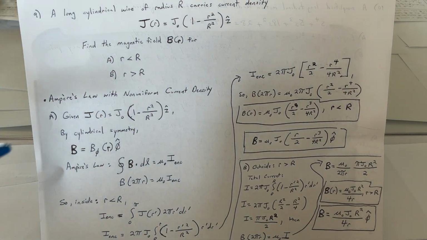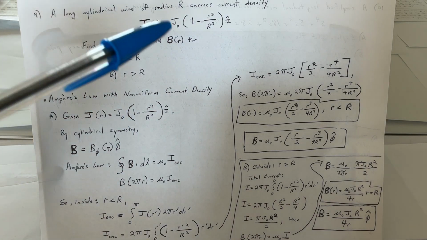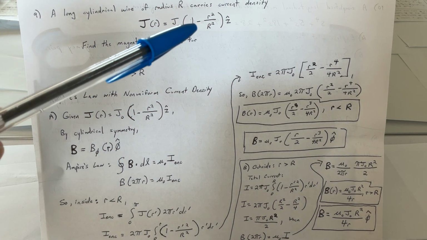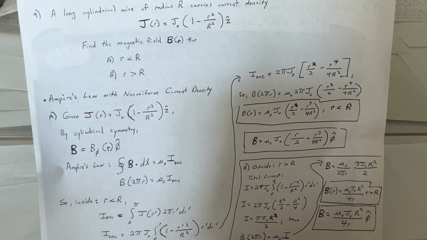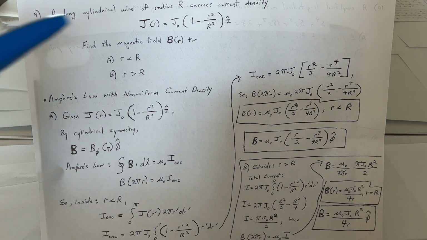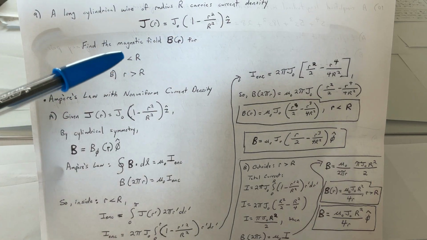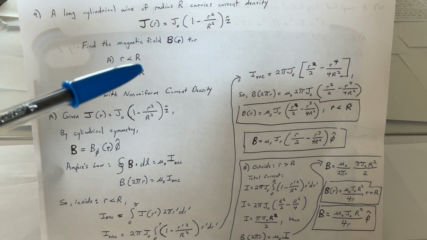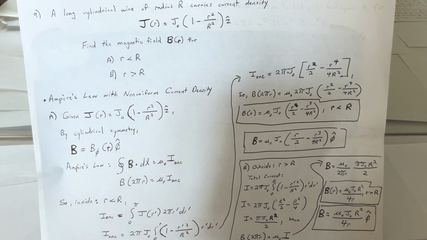Okay, so number 9, a long cylindrical wire of radius R carries current density J of r equals J naught, quantity 1 minus r squared over capital R squared, z hat. There are 2 parts to this. Find the magnetic field, B of r, for A, r is less than capital R, and B, r is greater than capital R.